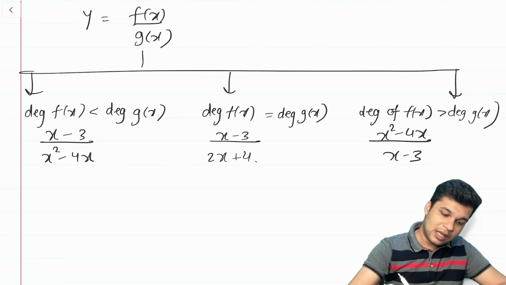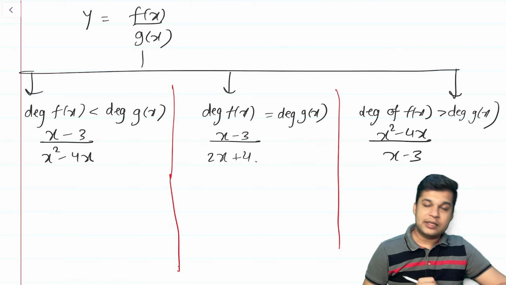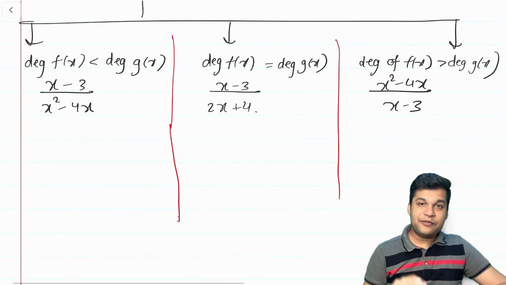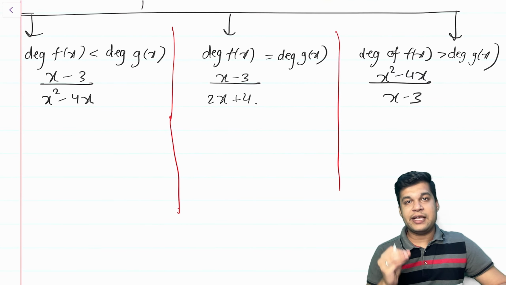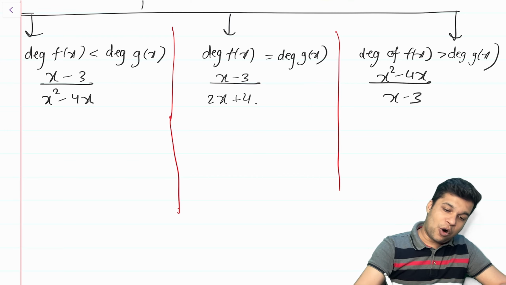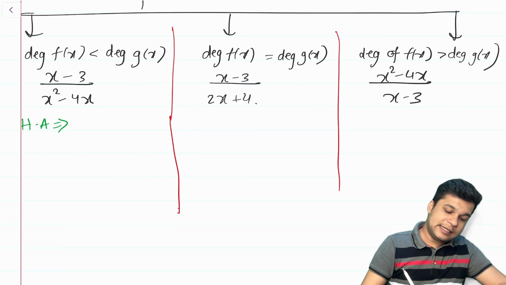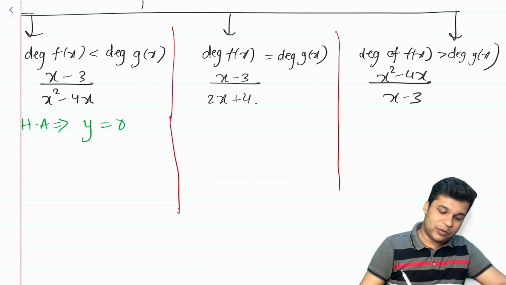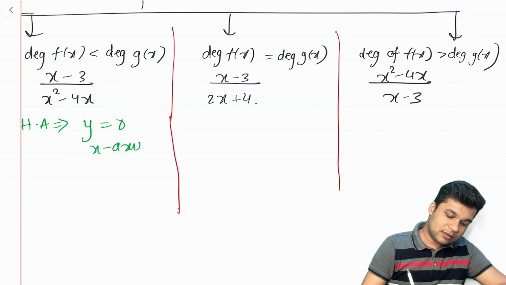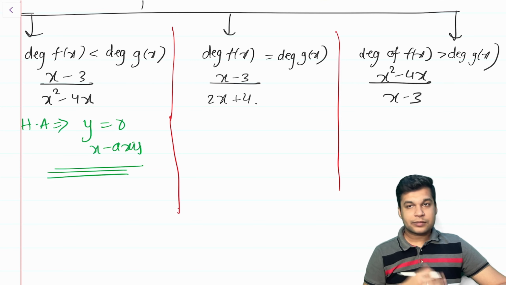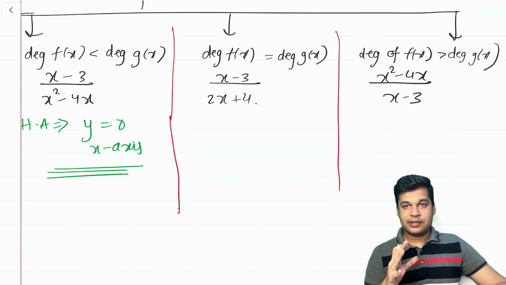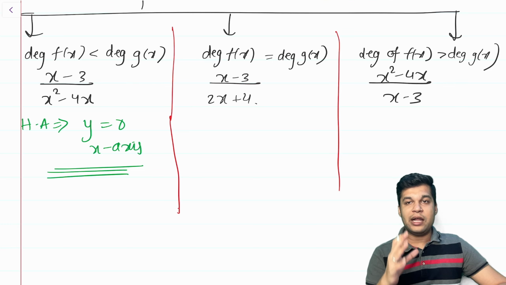In the first possibility, if the degree of f(x) is lesser than the degree of g(x), your horizontal asymptote is simply y equal to 0, which is your x-axis. If the degree of numerator is lesser than the degree of denominator, your horizontal asymptote will be the x-axis.